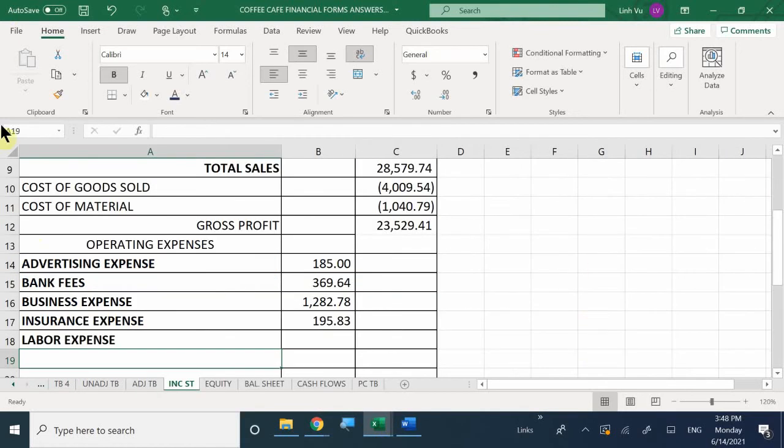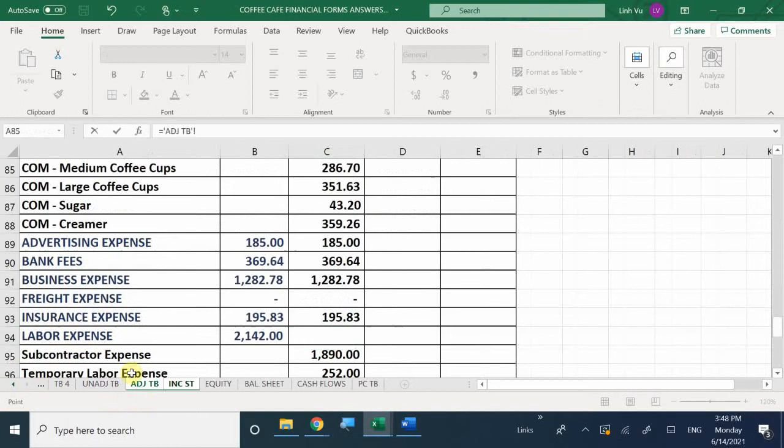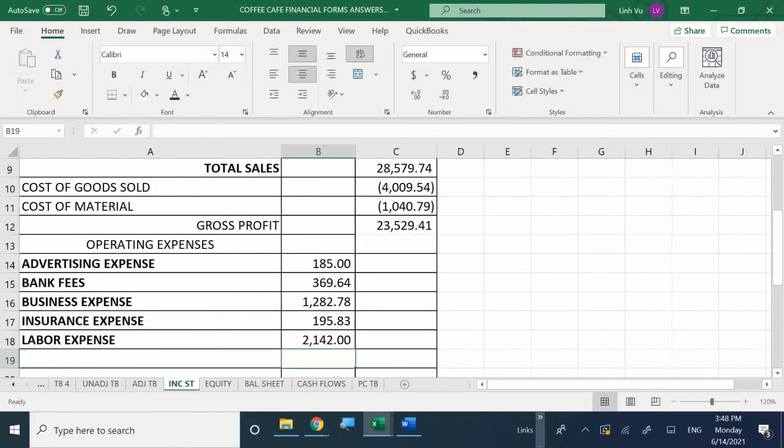So we'll do labor expense, right? Business insurance, labor expense, right? How much was labor expense? 2142. 2142. Okay. So all I'm doing right here is I'm copying all of my operating expenses that I've incurred in the month of June.